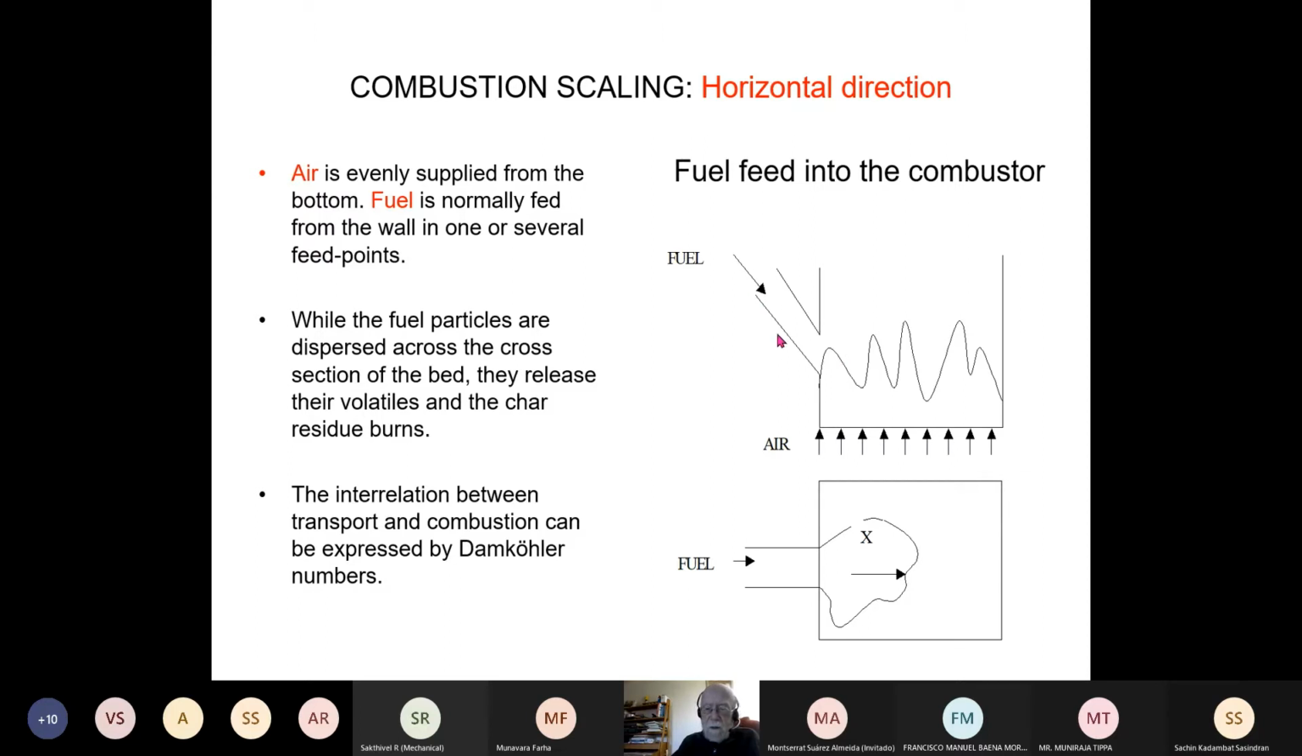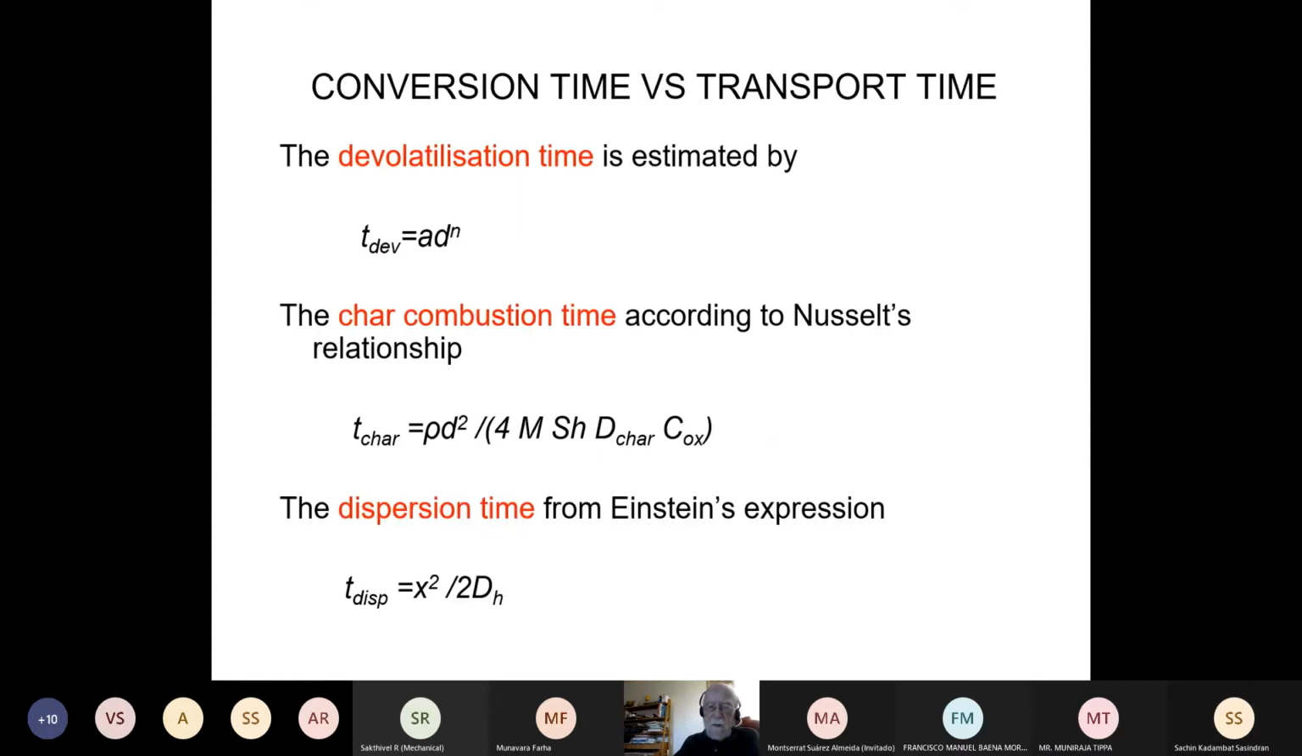We have the air always added from below, evenly over the cross section. Fuel is added here at a point, perhaps with some initial velocity, but basically, if you see it from above, it enters here and then it spreads. In this case, I assume that it is spreading isotropically, equally in all directions, because I have no other information in the modeling. The modeling is like this.